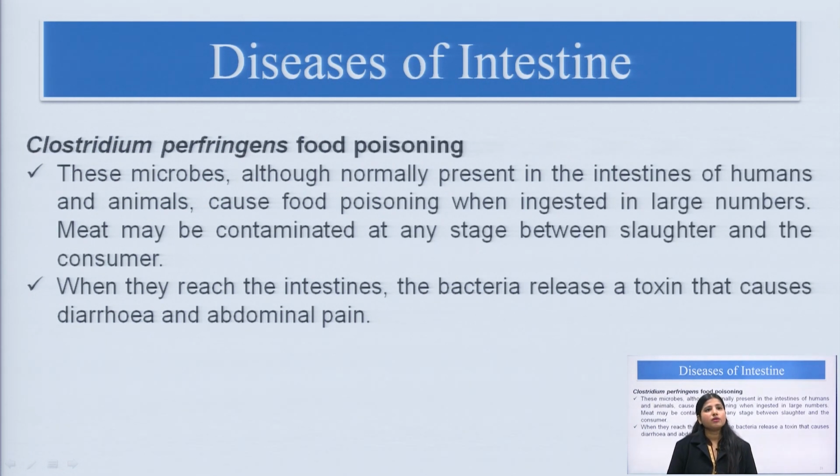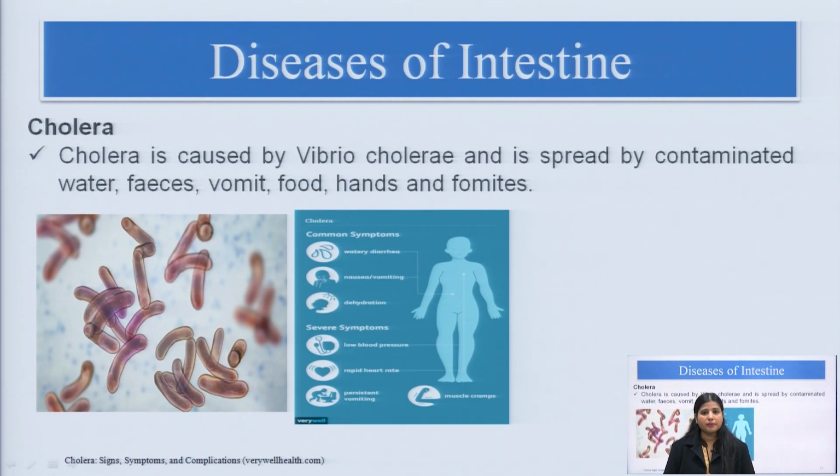Now coming to Clostridium perfringens food poisoning. This is also one of the food poisonings, through Clostridium perfringens. It is ingested in the food. Yes, when we are taking meat, they are associated with the meat. Many times we have seen that this contamination is associated with the meat in between the slaughter and when it is reaching the consumer. Yes. So these are some of the food poisonings here.